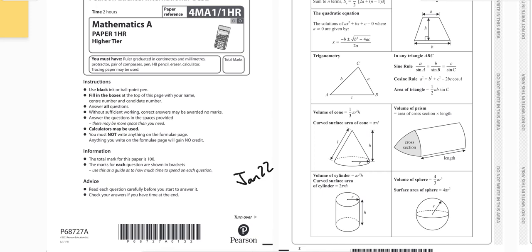Okay, so we're going to go through the January 2022 1HR Edexcel iGCSE paper. Here goes.